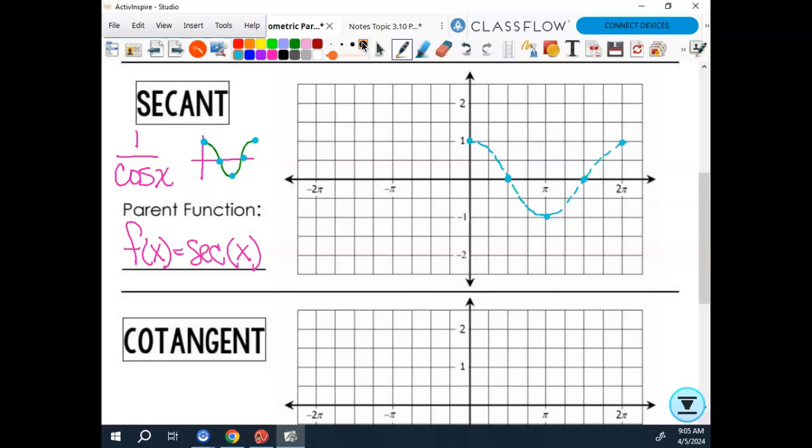So just like with cosecant, secant is going to have asymptotes everywhere cosine is 0. So I can put in an asymptote here and here. And I know that the other points that I plotted are at 1 and negative 1, and the reciprocals are respectively 1 and negative 1. So I'm going to plot these points here.